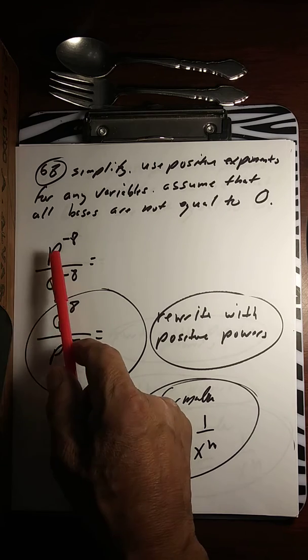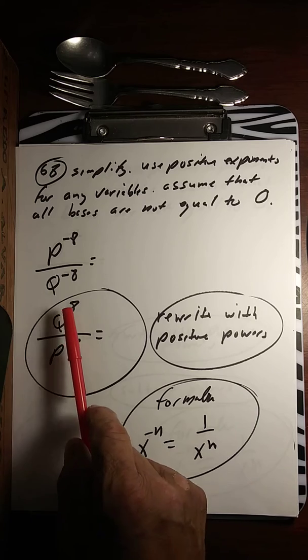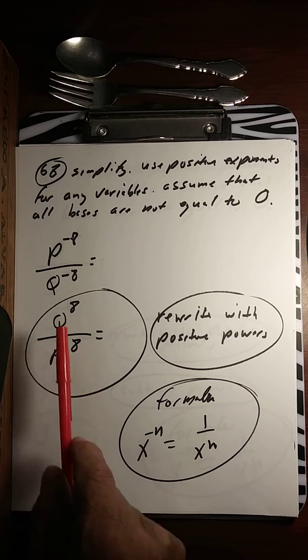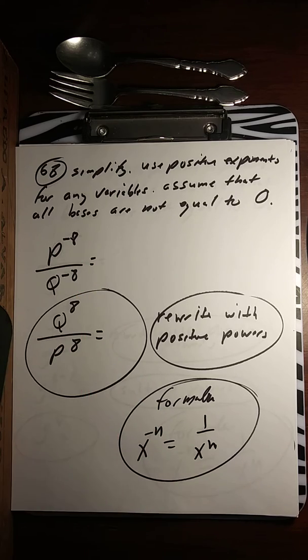All right, to a negative power. So you need to rewrite it. If it's negative power, rewrite it like this. So q to negative 8, begin at the top, q to positive 8. P to the negative 8, begin to the bottom, so q to the 8 over p to the 8. Rewrite it with this formula.